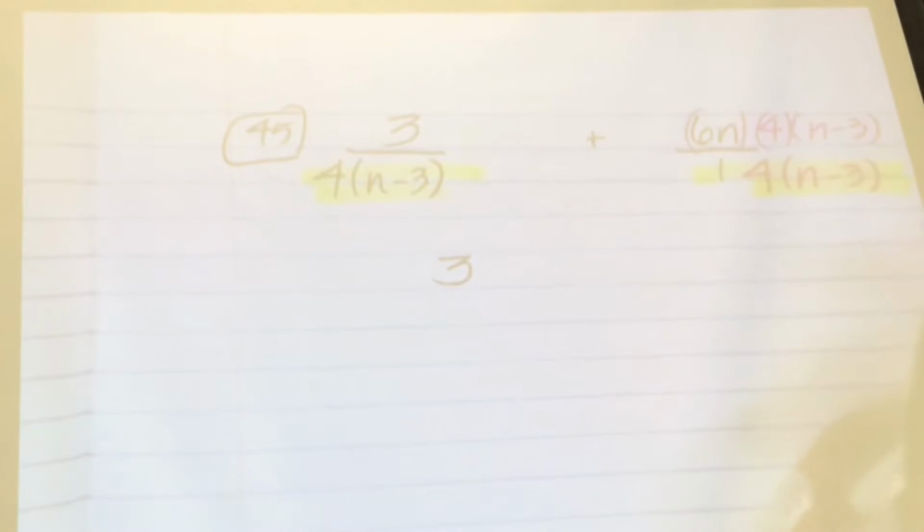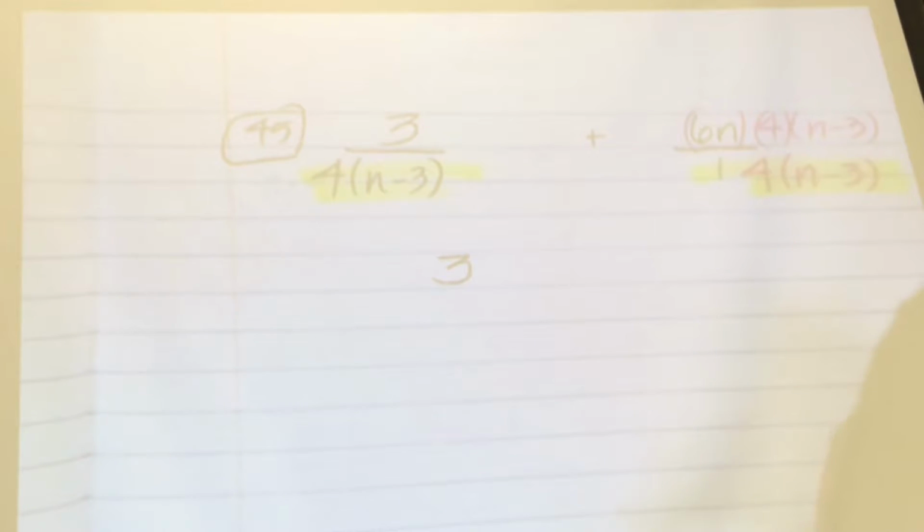Do you distribute the 4, or do you multiply 4 times 6 and then distribute? What do you do? Akil? That's one way to do it. Very good. Akil just said distribute the 4 and then distribute the 6n. You could totally do that. What's another way to do it, Chris? Yes, I would multiply the constants first in the linear and then distribute. Either way, you're going to get the same answer.